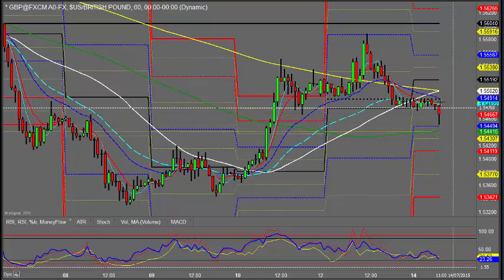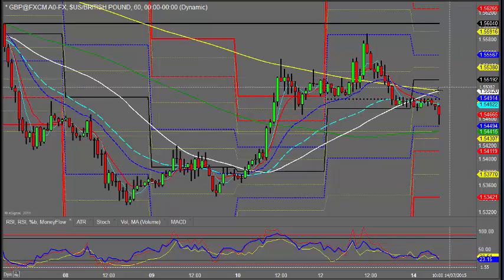I've got an untouched daily pivot there, so rallies and a break above that weekly pivot may see us start moving towards that area. We've just got a bit oversold this morning, maybe, but we'll just have to watch how it goes.